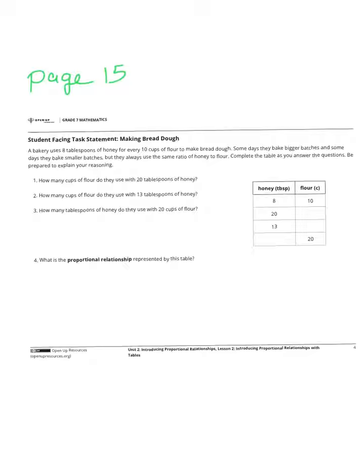And then we get to this question, student facing, about making bread dough. It says a bakery uses 8 tablespoons of honey for every 10 cups of flour. Some days they make bigger batches and some days they make smaller batches, but they always use the same ratio, and that idea of ratio is, again, huge in this chapter, in this unit. Complete the table. So as we look at this one, it's not as obvious what we're multiplying by to go from the left to the right or the right to the left.